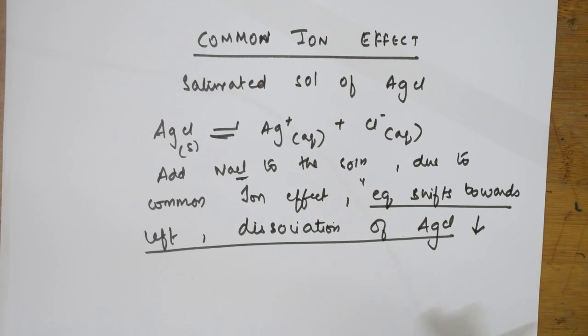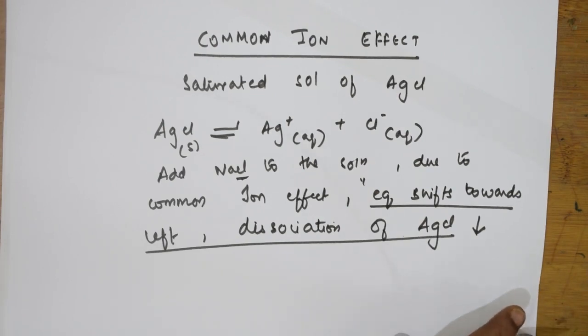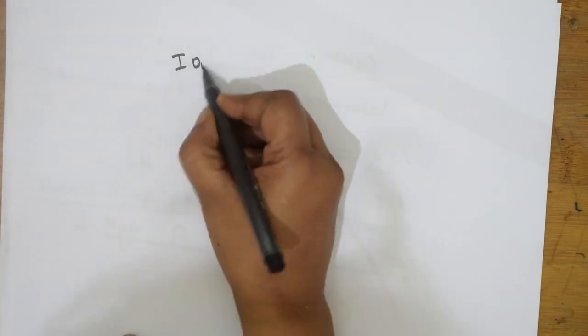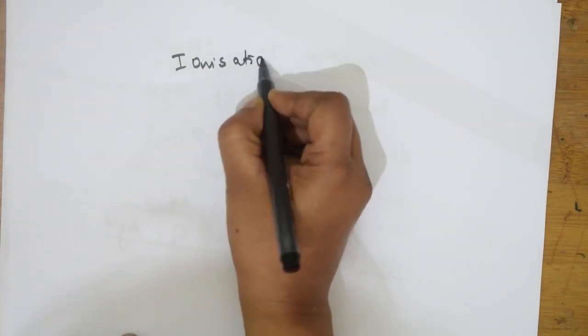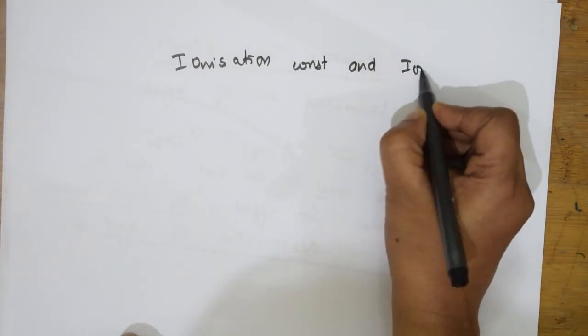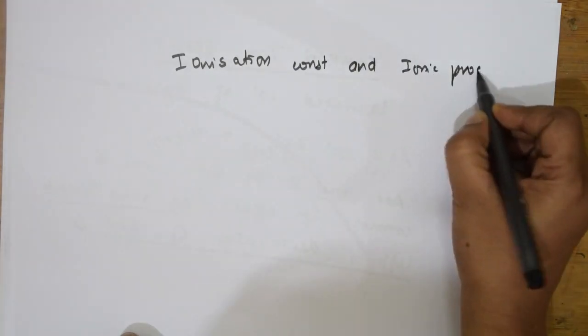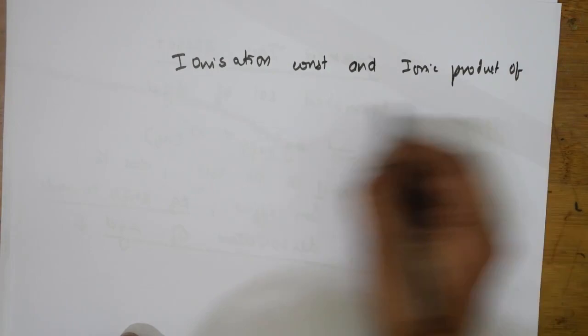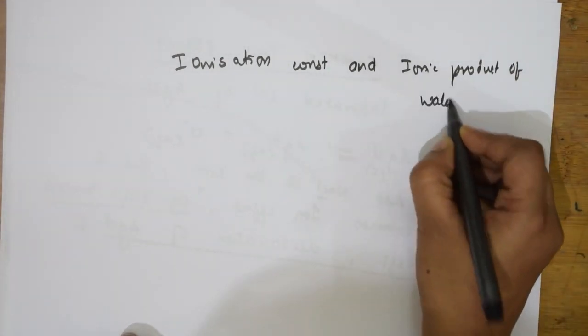Now the next important thing is ionization constant and ionic product of water. This is one more concept. Hope you understood that: equilibrium shifts to the left in the common ion effect because the concentration of the particular ion is more. Now the next concept I would like to explain is ionization constant and ionic product of water. So the ionic product, what is this?